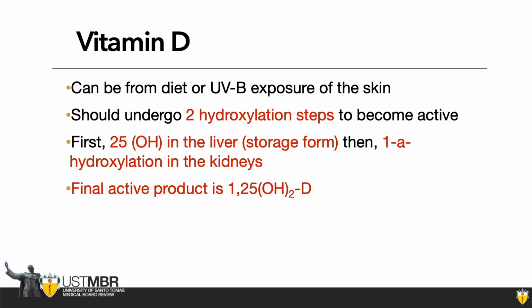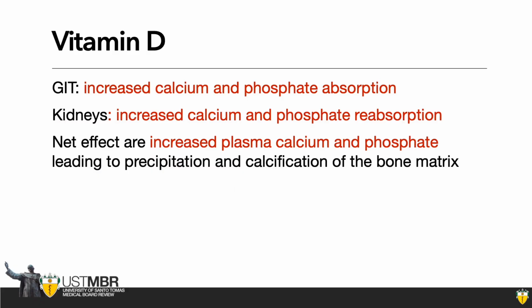So what are the effects of vitamin D? It's mainly in the gut. It helps absorb both calcium and phosphorus. In the kidneys, it also increases reabsorption of calcium and phosphorus. So the net effect of vitamin D is to increase both calcium and phosphorus. It interplays and coexists with parathyroid hormone to regulate calcium and phosphorus.